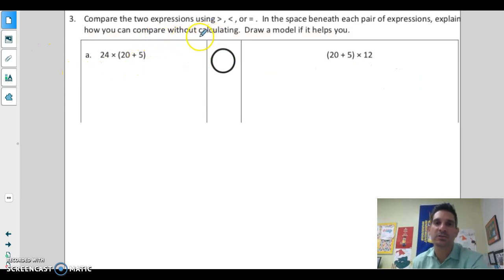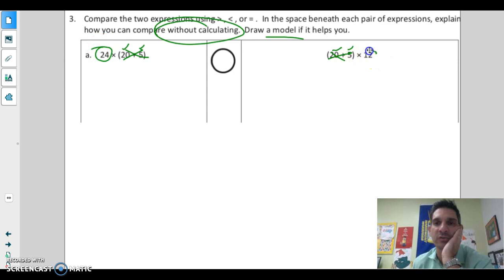Compare these expressions using greater than, less than, or equal, and explain in the space beneath how you can compare without calculating. This is tough. You can draw a model. What I always tell kids to do is compare numbers. In this I have a 20 and a 5, and I have a 20 and a 5. So those two basically cancel each other out because they're both in parentheses. The difference is I have a 24 here and I have a 12 here. Well, which number is bigger? 24. So whatever this sum is, I'm multiplying it by 24 versus 12. So I know that this is bigger. I didn't do any multiplying. I didn't solve it. I'm just using what I know.